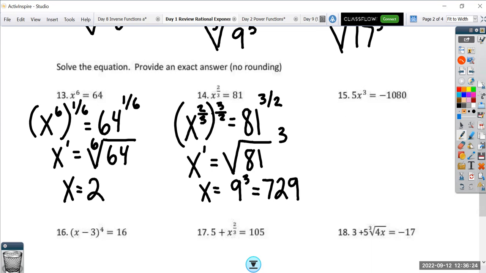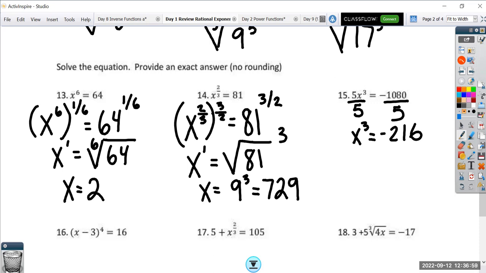All right, we're going to try one more together, and then I want you to pause the video and try some on your own. So I have 5x cubed equals negative 1080. First thing I'm going to do is divide both sides by 5 to get negative 216. So I have x cubed equals negative 216.